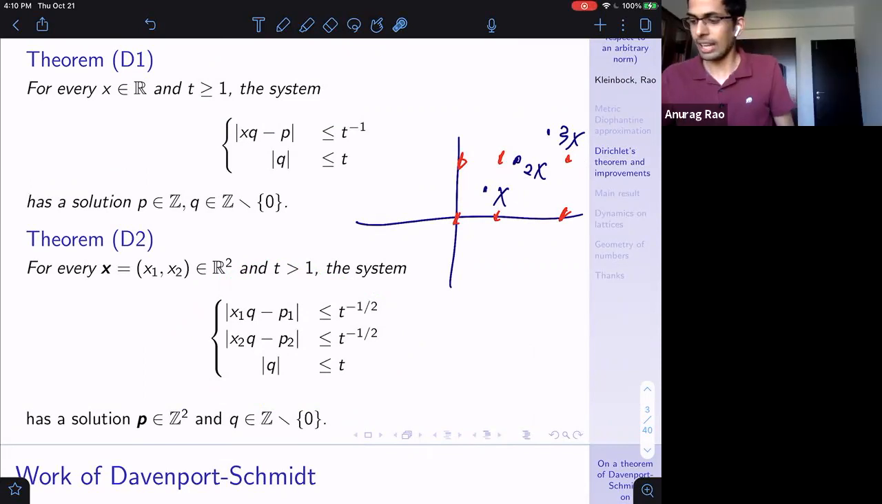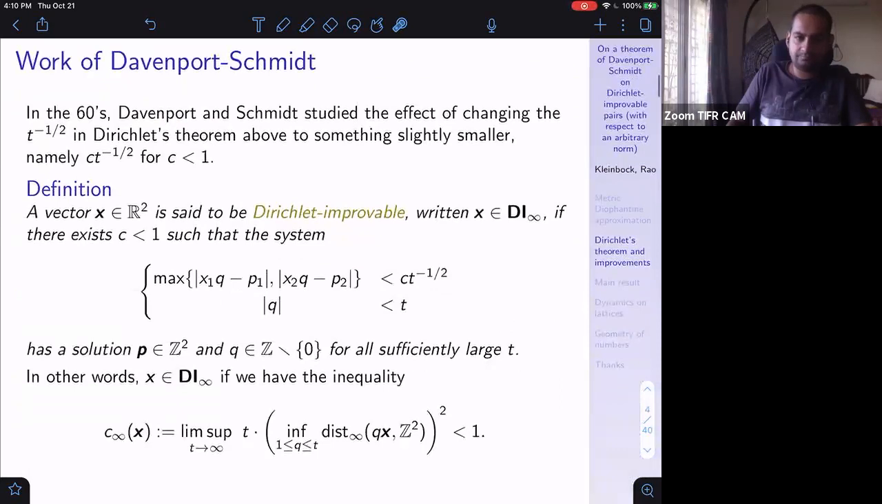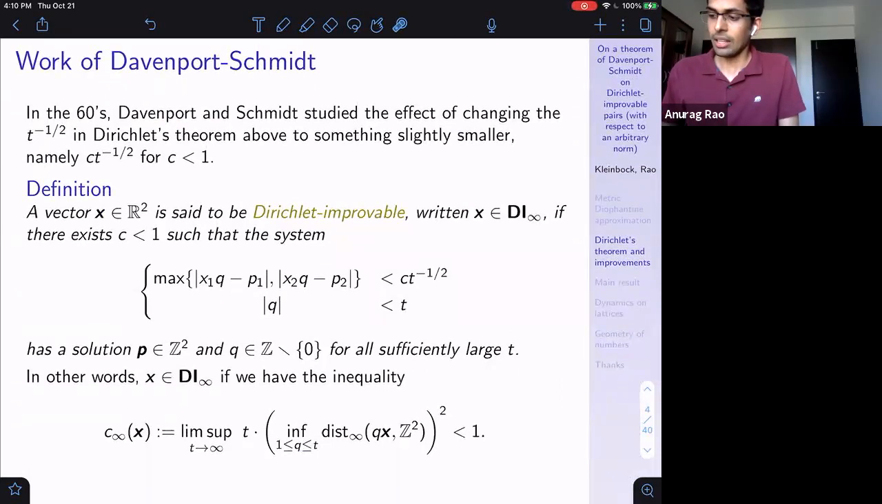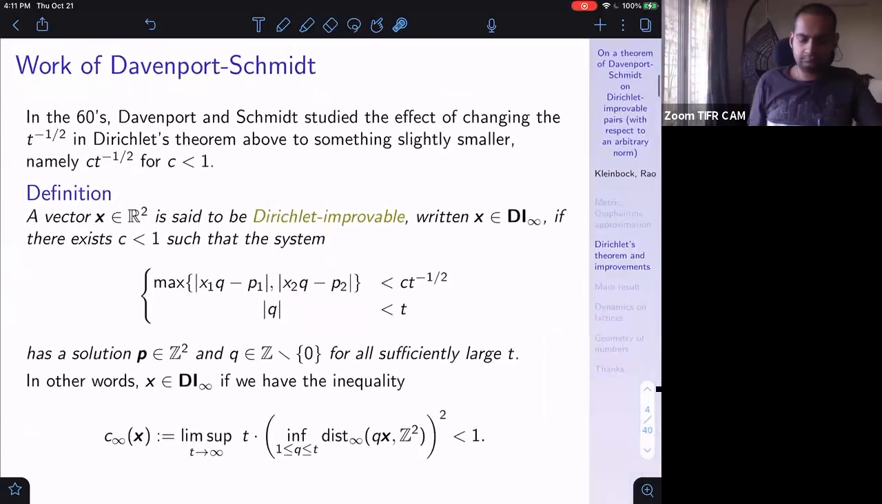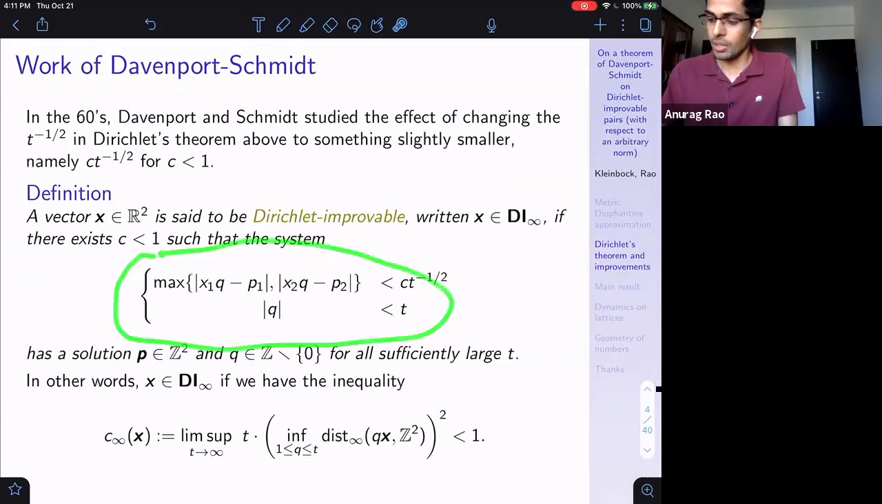Okay, and I just realized there might be some lag with my scrolling and my highlighting, so I apologize for that. Okay, but Davenport and Schmidt were looking at this system, and they asked the naive question: what happens if you try to reduce this 1 over square root t by some constant times itself for some c less than 1? And they gave this definition that x is said to be directly improvable. X belongs to DI infinity if there exists c less than 1 such that this system can be solved. I'm writing max here, but it's essentially the same as combining these two conditions. It's exactly the same thing. Okay, so x is directly improvable if we can solve this system for all sufficiently large t.